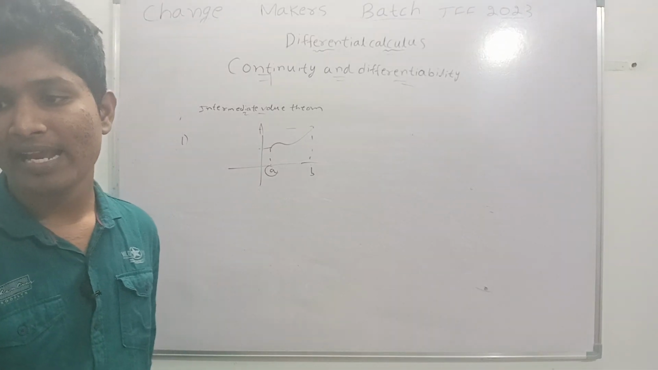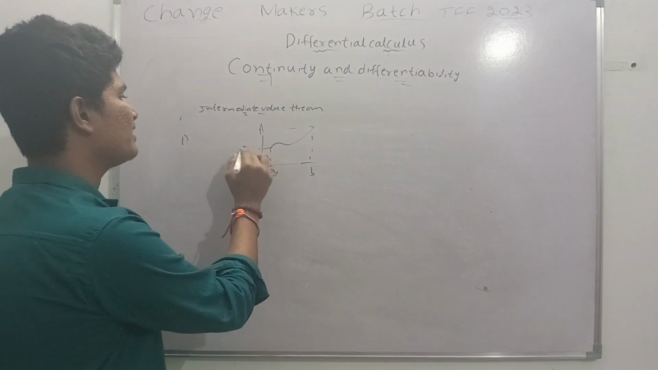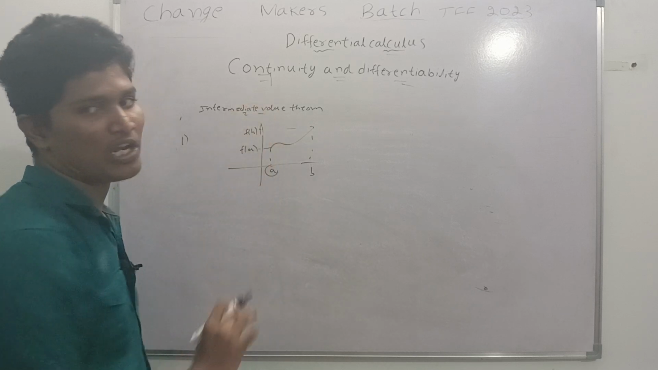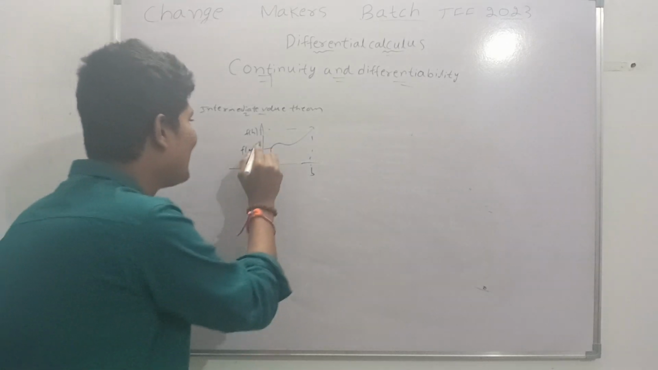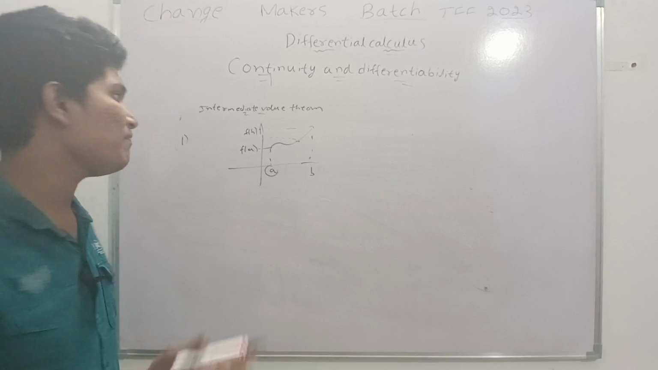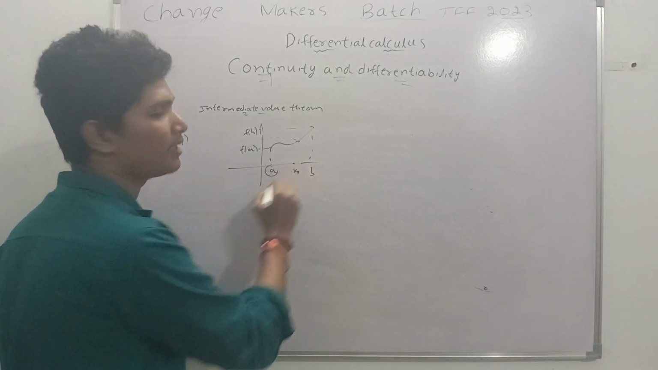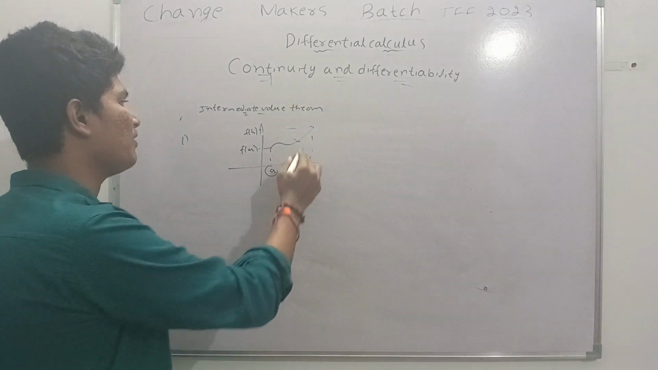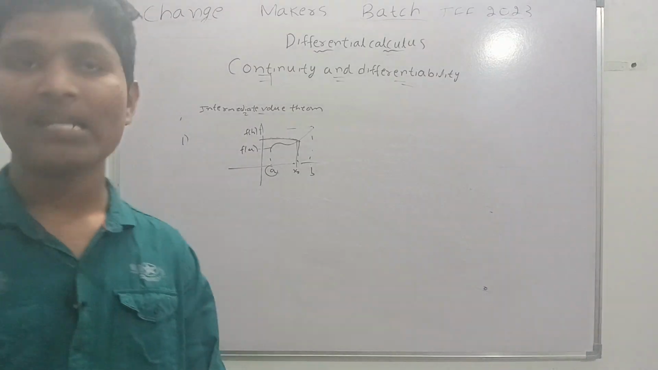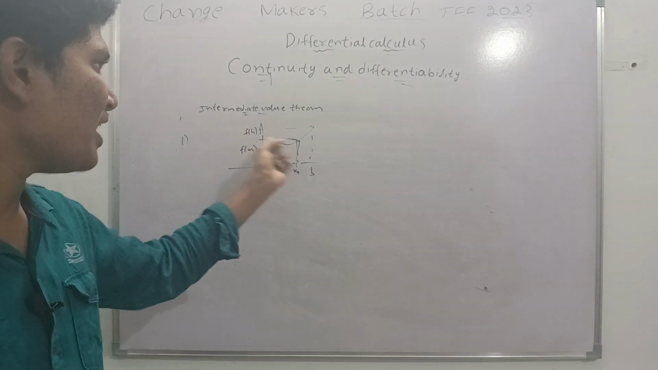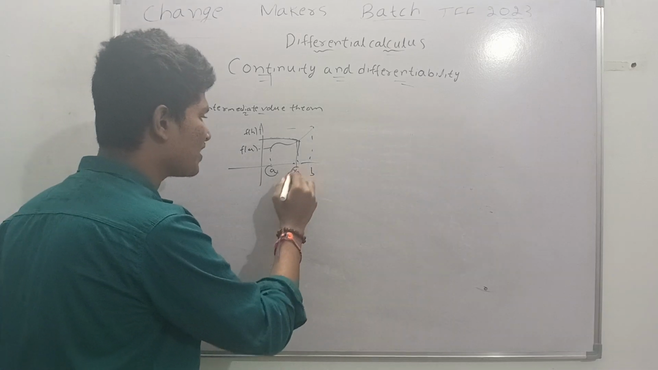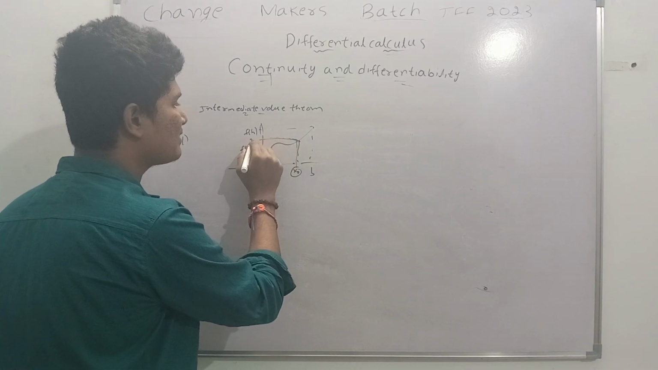Then for any value c, this is f of a, this is f of b. In between these two values, f of a and f of b, there exists at least one value of c, where if we keep x0, f of x0 will become c. They are saying that in between f of a and f of b, there is a value c, and there is a value x0 where f of x0 is definitely c.